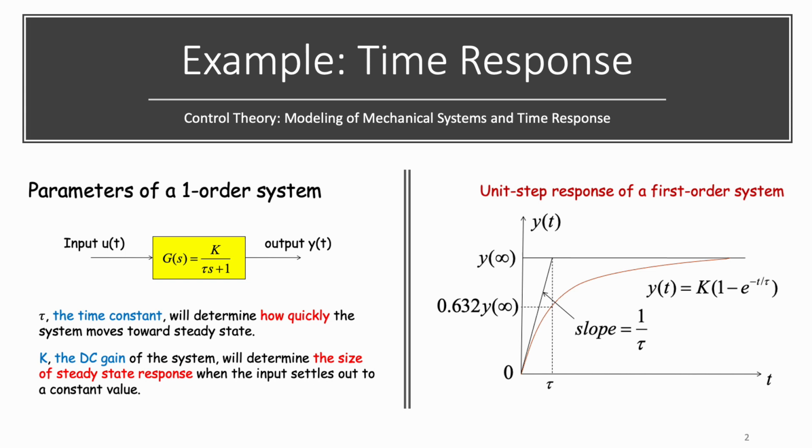Here k is the DC gain, which will determine the size of the steady state response. That means it will be the final value of a unit step response. And tau is the time constant, which determines how quickly the system moves toward the steady state.